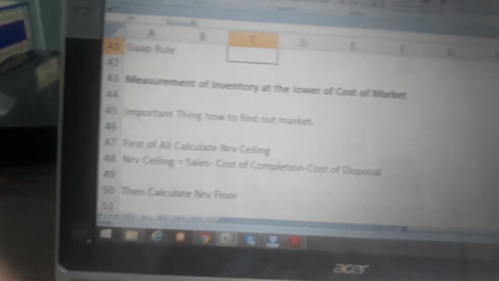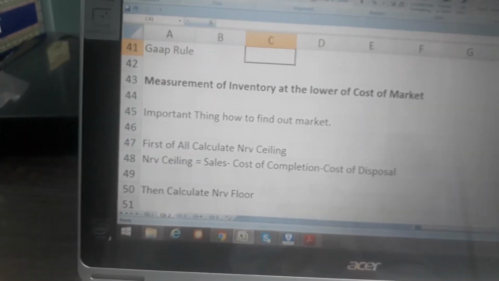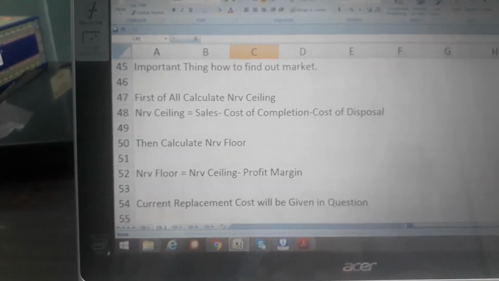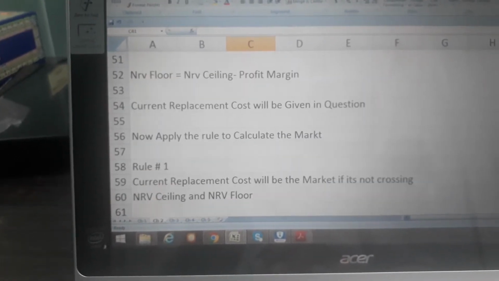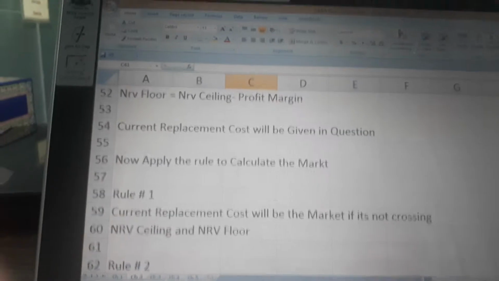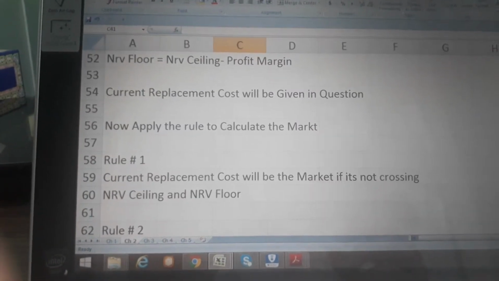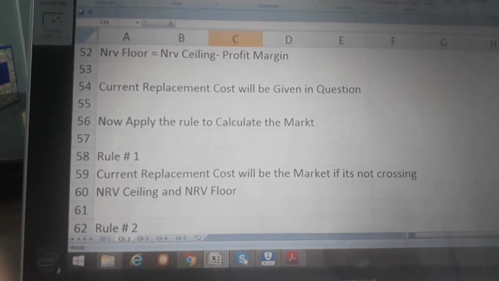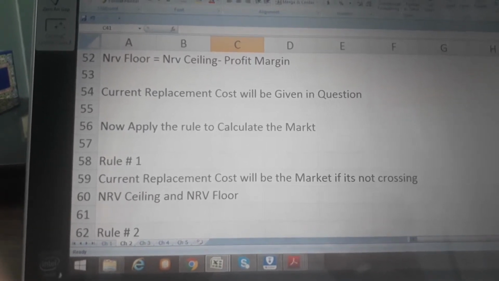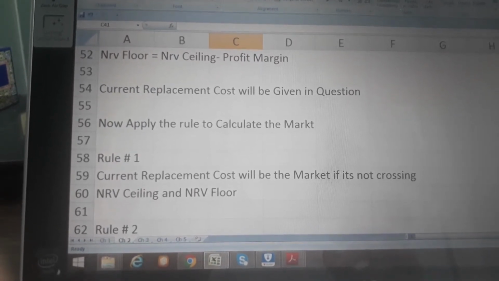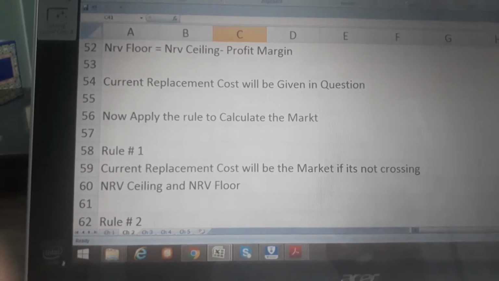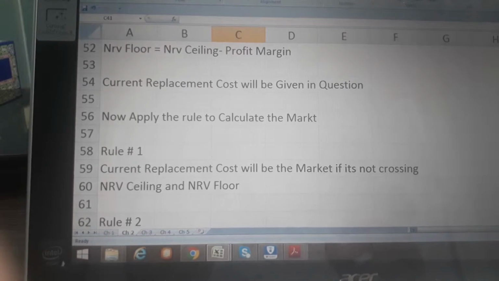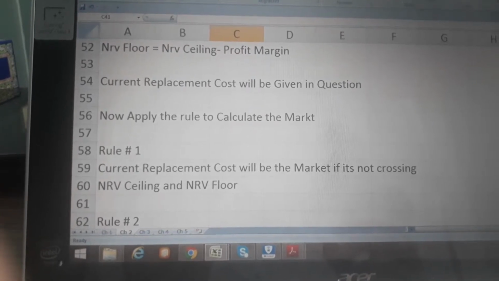Then after that you have to move on to NRV floor. Let me show you how to do NRV floor. There is a formula for NRV floor: NRV floor is equal to NRV selling minus profit margin. So from NRV selling we subtract the profit margin and we get the NRV floor. Once you calculate NRV ceiling and floor, you will have the current replacement cost in the question as well.